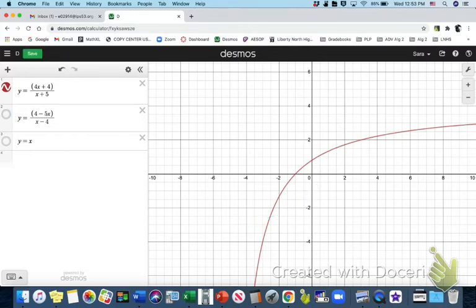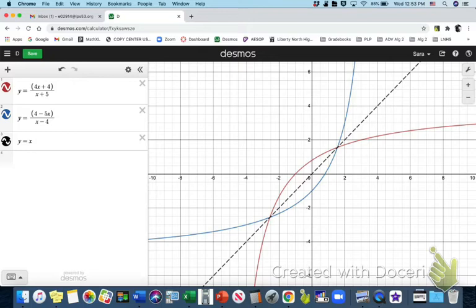Our first one and our second one there. And then if we show that line of reflection, we could do the same thing with looking at points. So we have the point on the blue function, (0, -1), and we can find the point that's symmetrical across.